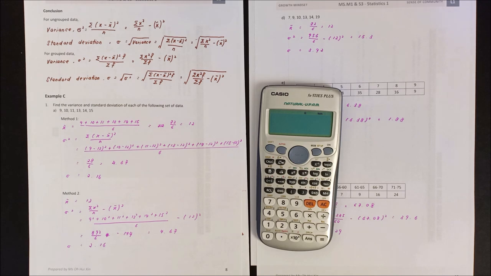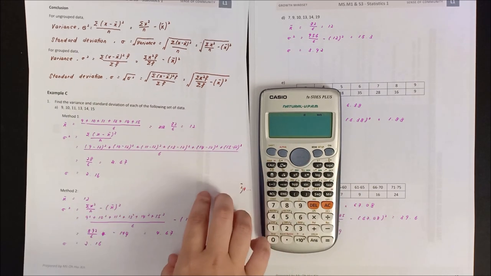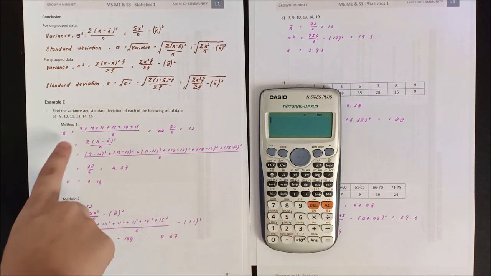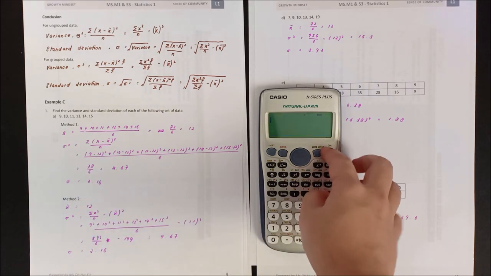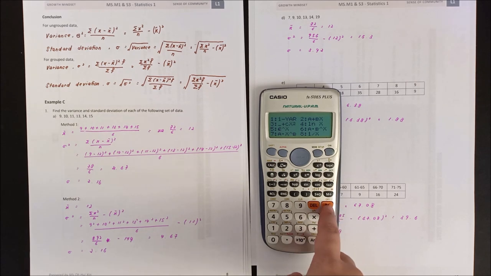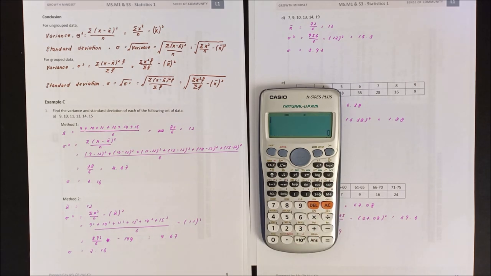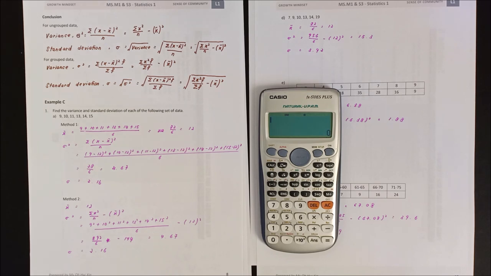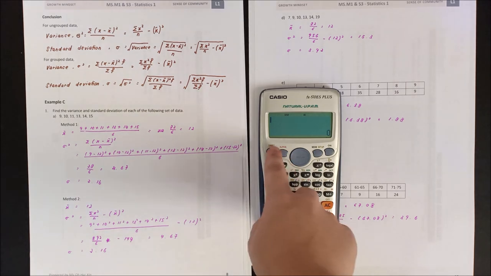Okay, nice. Now what you need to do is, for this type of question, which is ungrouped data, you press mode. Then you press 3, statistic, ignore this part, then you just press AC. After you press this, your calculator should show something like STAT up there. Is that okay? Okay, so after you do this, what do you need to do?